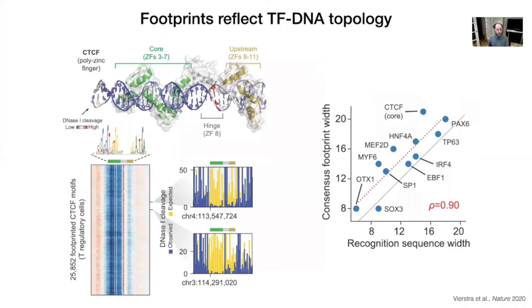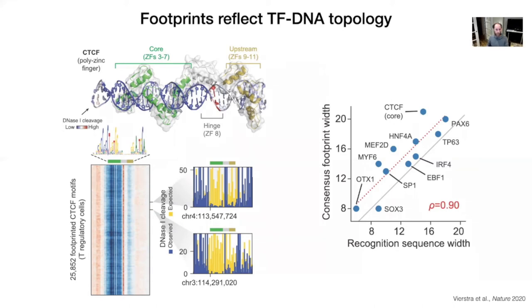Now, because TF engagement creates alterations in DNA shape and protects underlying phosphate bonds from nuclease attack, we wondered to what extent fluctuations in the DNase1 cleavage rates reflected the topology of the transcription factor DNA interface. Here we focused on CTCF. CTCF is a well-known polyzinc finger, as you know, which has two clusters of zinc fingers that bind DNA separated by a hinge. And that hinge region is thought to mediate DNA bending.